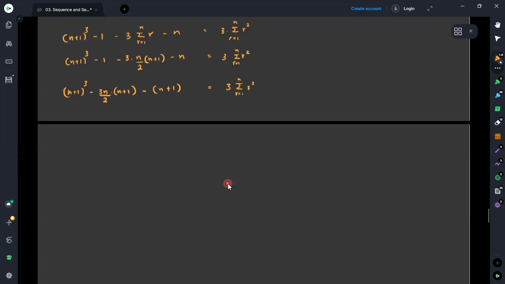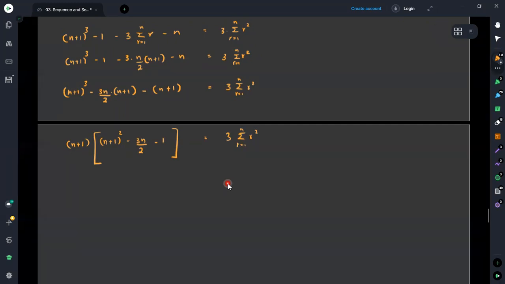Now I will take n plus 1 out of all three terms of the left hand side. If I take n plus 1 out of all three terms, then the quantity remaining would be n plus 1 to the power 2, since one n plus 1 was taken out, then minus 3n divided by 2. Here we have taken this n plus 1, therefore the quantity would be minus 1, equals 3 times the summation of r squared, where r is going from 1 to n.